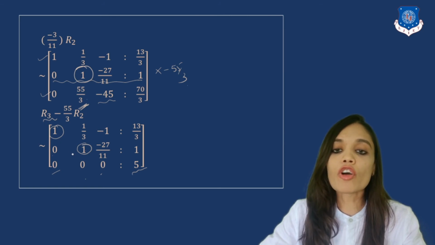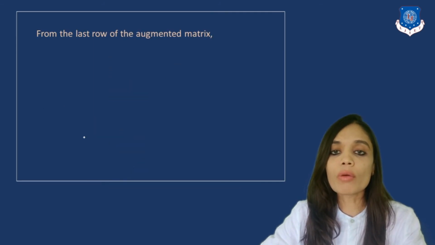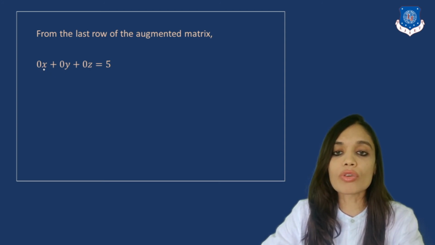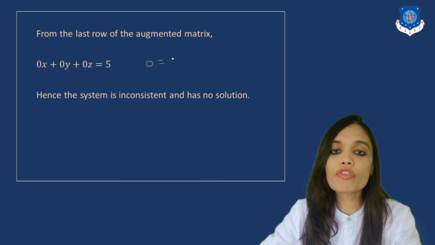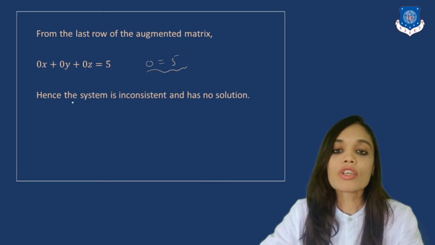Okay, now we will form a linear system from our row echelon form, right? So the last equation will be 0x plus 0y plus 0z is equal to 5. So from this we can say that 0 is equal to 5, which is not possible. So our system is inconsistent, right? And hence we have no solution.